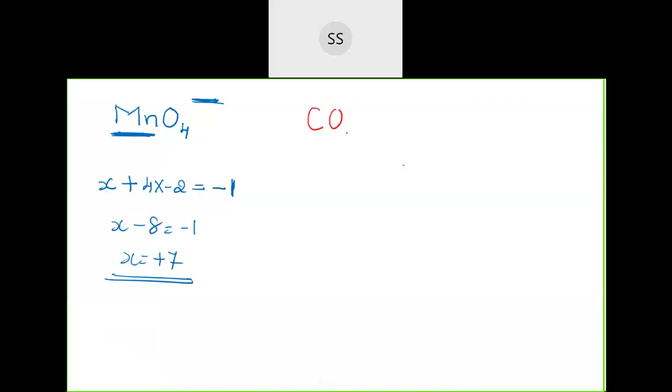Next one is this, CO3 2 minus. Here you need to calculate what is the oxidation state of carbon. After MnO4 minus is over, go for the next one.